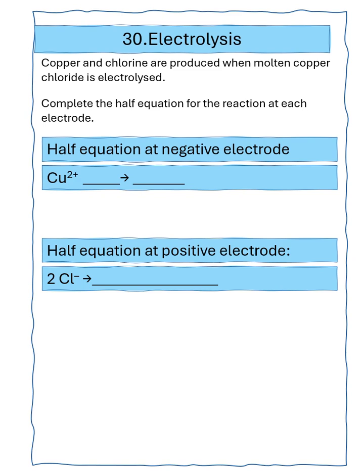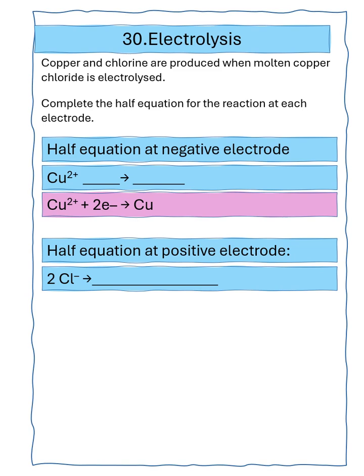Question 30 on electrolysis says copper and chlorine are produced when molten copper chloride is electrolyzed. Complete the half equation for the reaction at each electrode. So we're given part of the half equation. We know we're starting off with the copper ions, which are Cu2 plus, and we know at the negative electrode the Cu2 plus will be attracted to the negative electrode and it will form copper. So we've got two positive charges, so we've got to balance out the positive charges, so we need two negative electrons, and that will form copper. So Cu2 plus plus 2 electrons forms copper metal at the negative electrode.